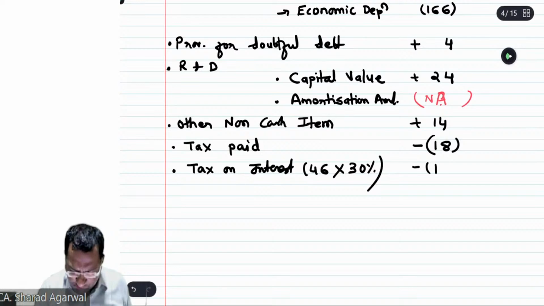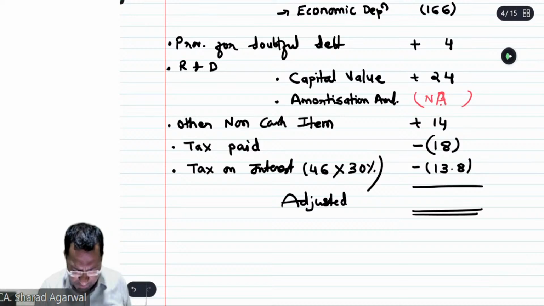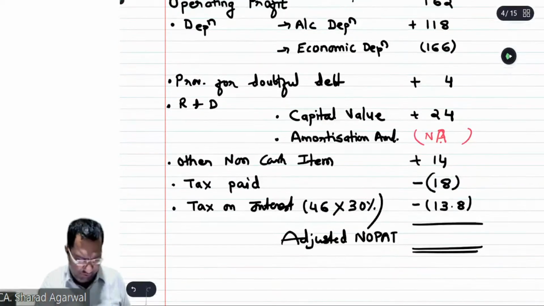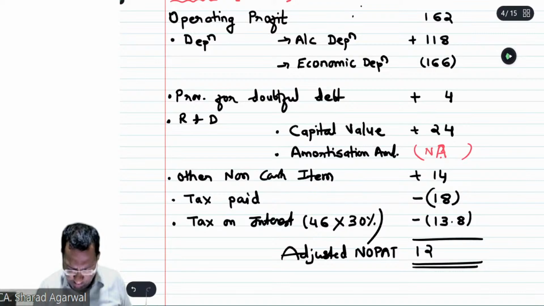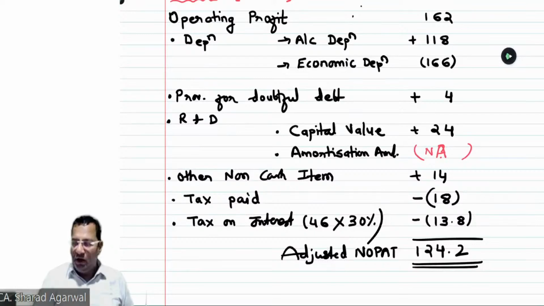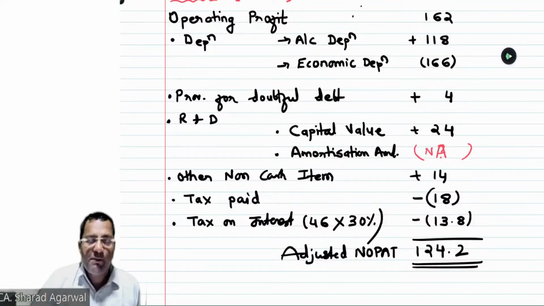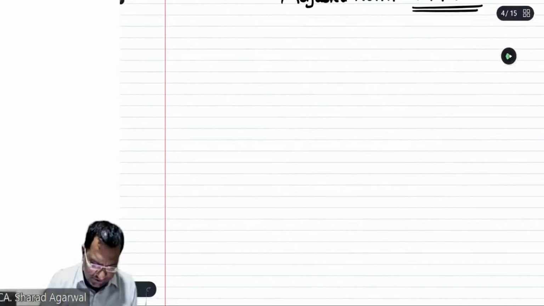So now you can check out the adjusted NOPAT. Adjusted NOPAT. Okay, so tell me the amount. 162 plus 13.8. So it's 124.2 is the cash profit earned by the organization. This cash profit will now be compared with the expected profit. But to calculate the expected profit, we require the capital. So let's start the capital point, beta. Start the capital discussion.